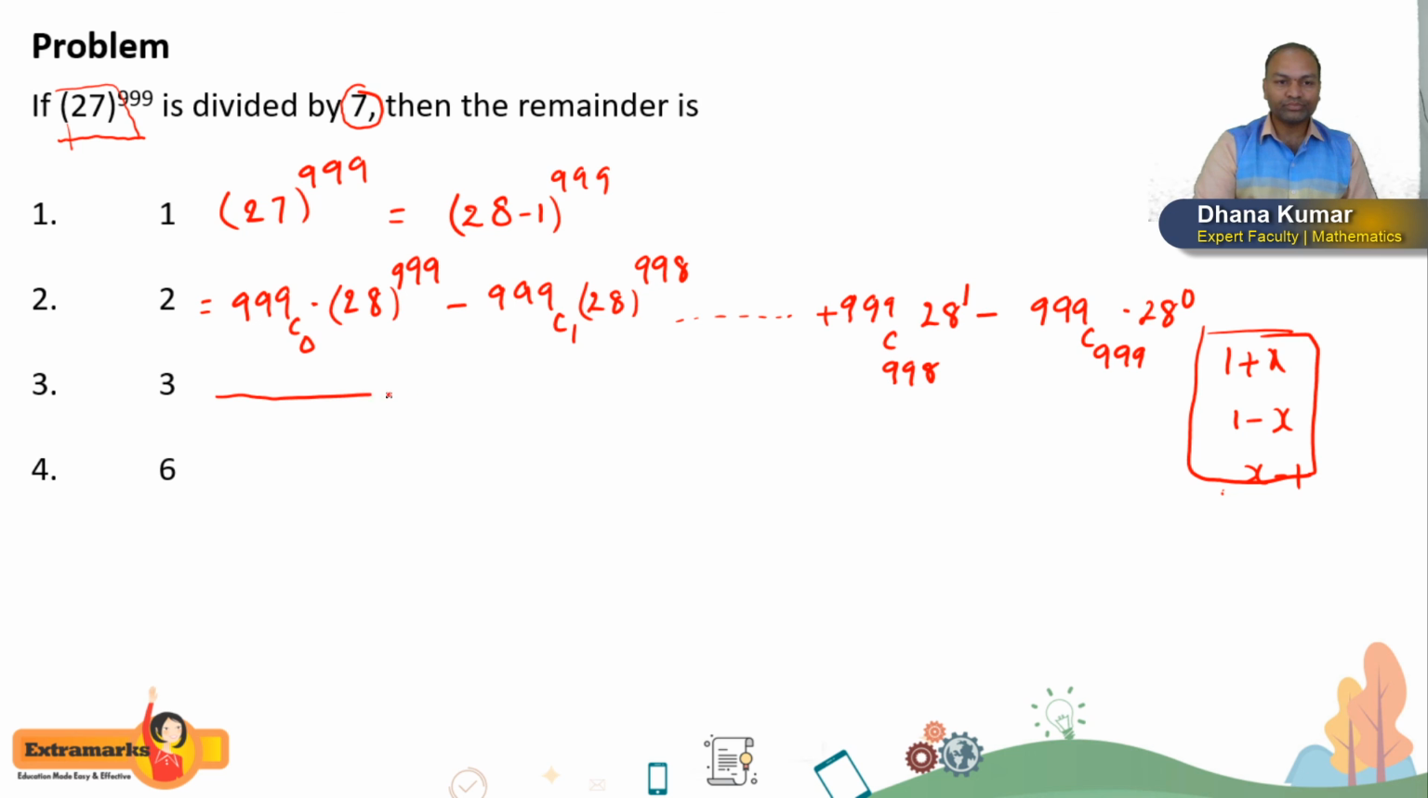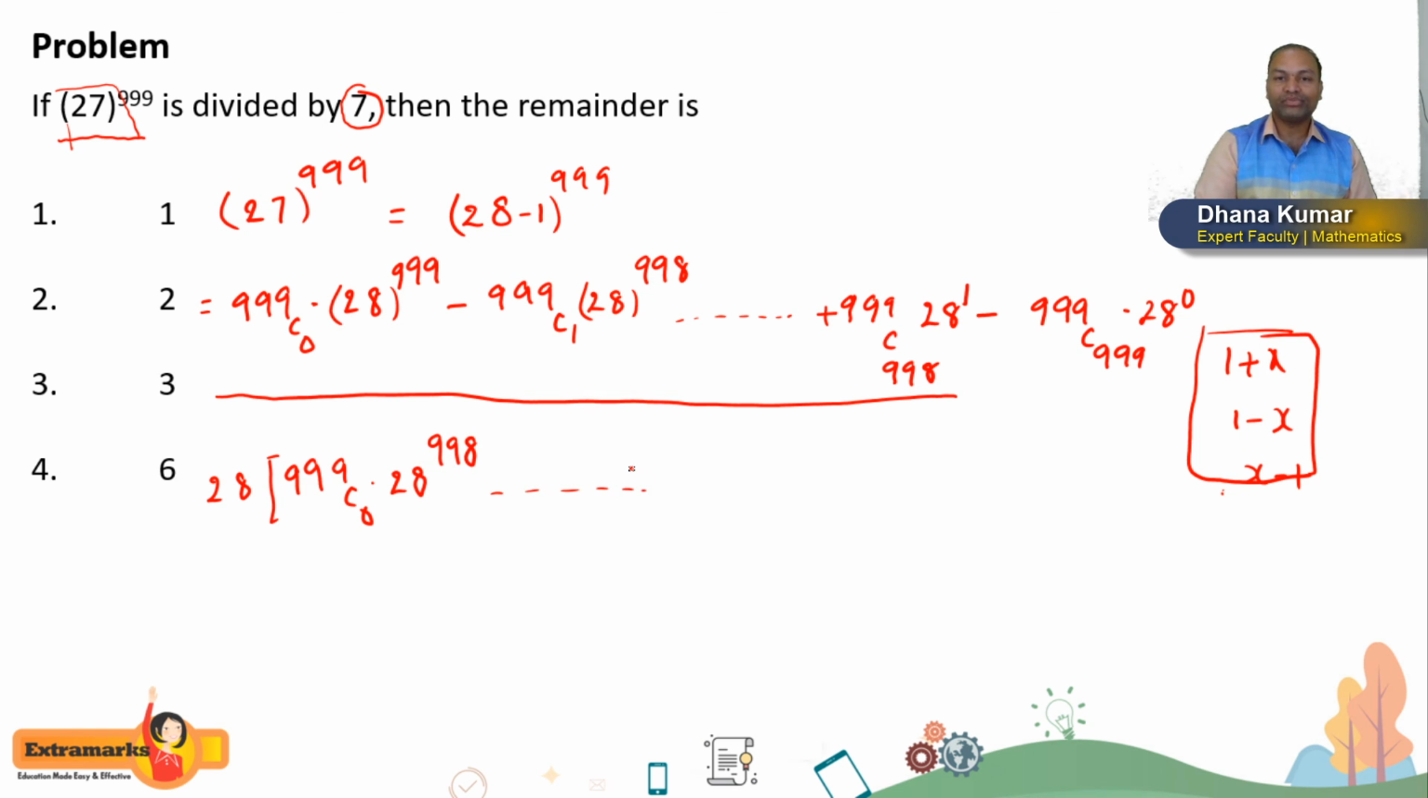So observe this one up to this part. From the starting to here, what is the common term? 28, okay, 28 is common. What remains is 999C0, with 28 common, so the remaining value will be up to 998 and so on. The last term is 999C998 minus 999C999. The NCN value is what? 1. So I am writing 1.